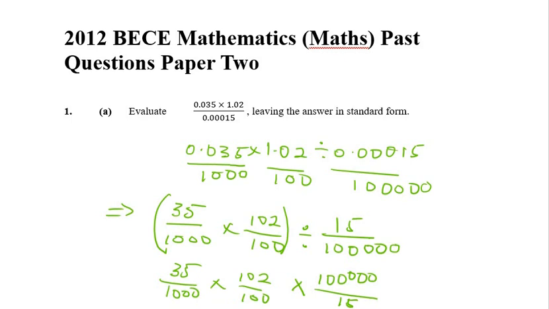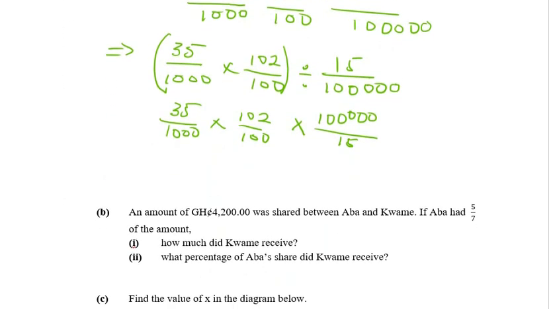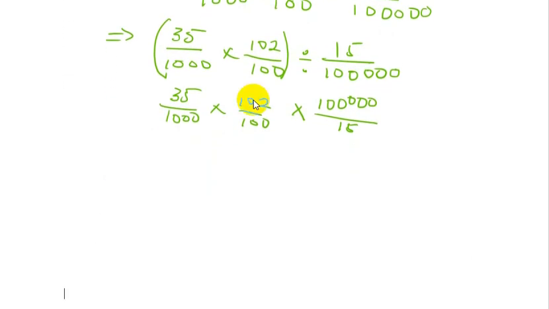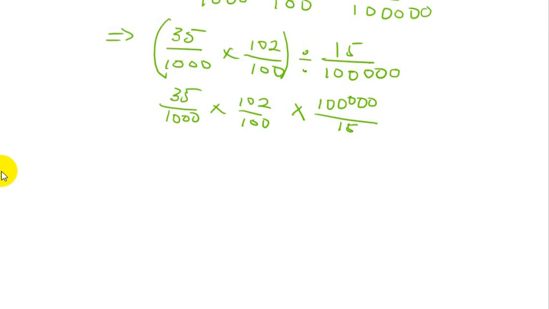Let me come down a little bit for more space. So from there, we have to do some cancellation. With the cancellation, these 2 zeros will take these 2 zeros over here, and these 3 zeros will also take these 3 zeros. So we are left with 35 times 102, and the 15 is the denominator, so it should come here over 15. Are you okay? So from there, we can cancel out.